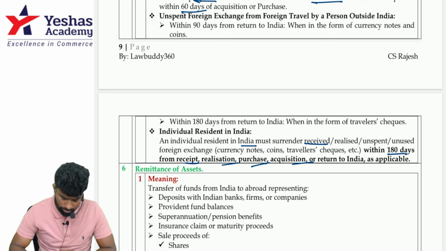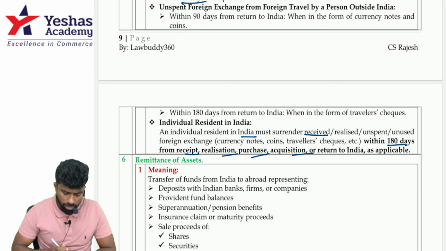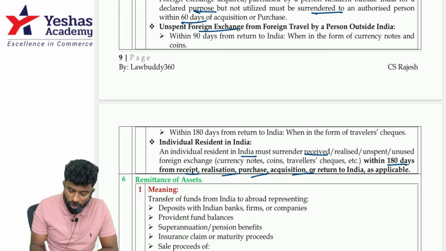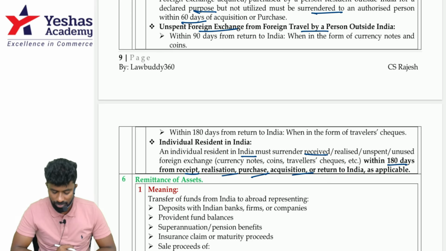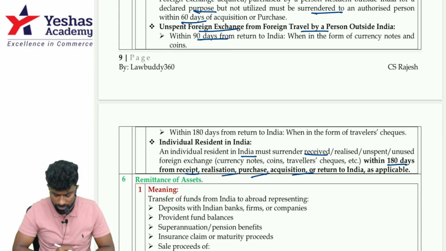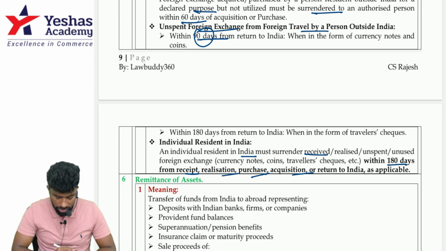Next one. For travel purpose, how many days? Unspent foreign exchange from a foreign travel by a person resident in India, from return to what? India. When it is in the form of what currency? Currency notes and coins. Within how many days? 90 days.